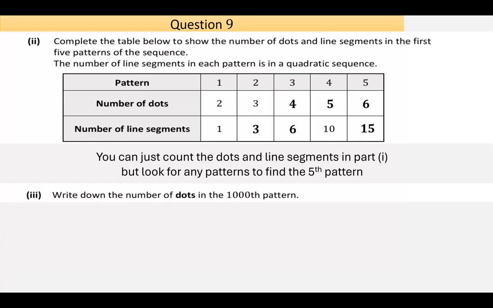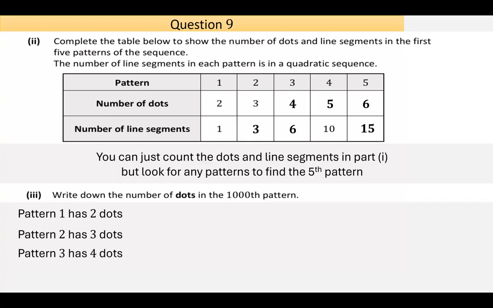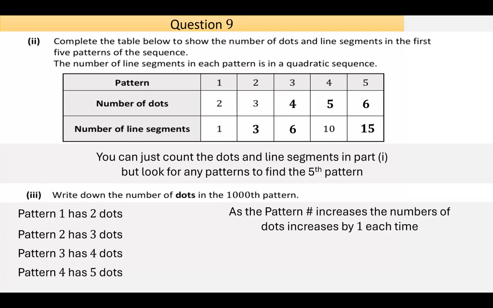Now, part 3 says write down the number of dots in the 1000th pattern. Now, pattern 1 has 2 dots, pattern 2 has 3 dots, pattern 3 has 4 dots, pattern 4 has 5 dots. As the pattern increases, the number of dots increases by 1 every time. So if the 1000th pattern is 1 extra, the number of dots should be 1000 plus 1, 1001. That's it.